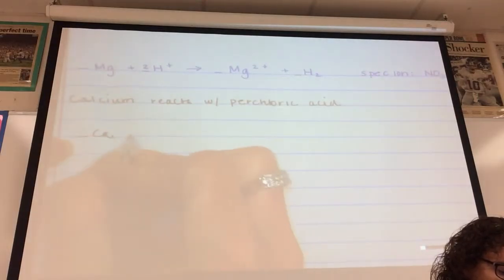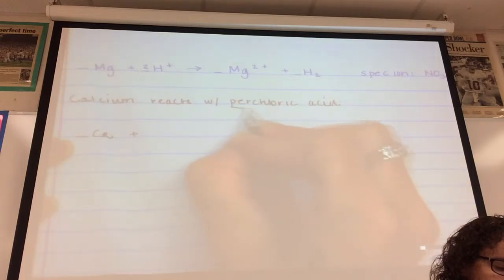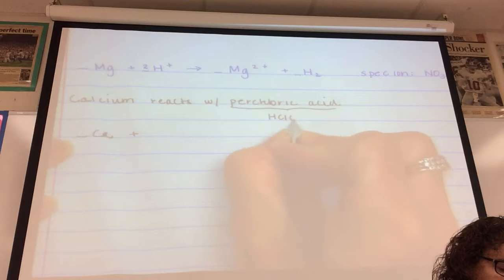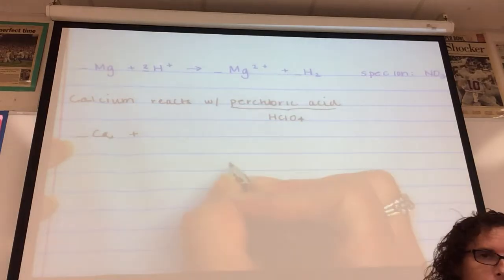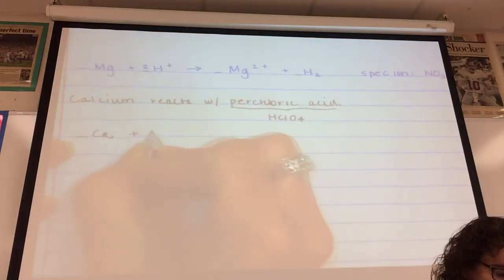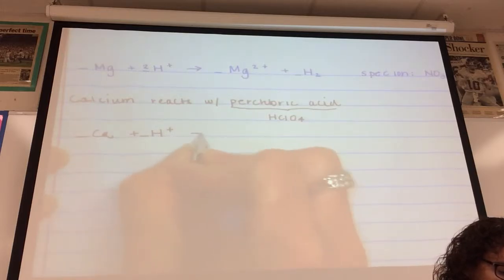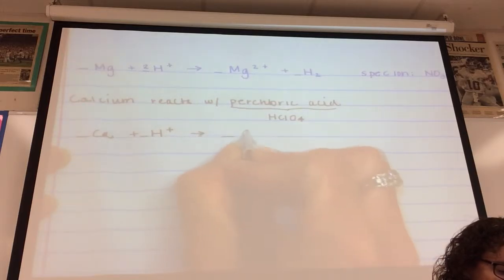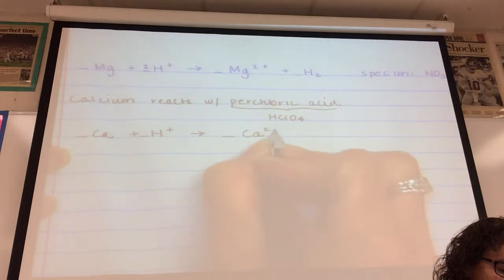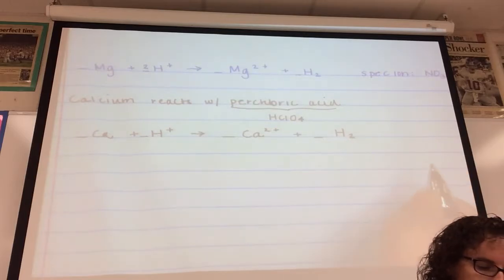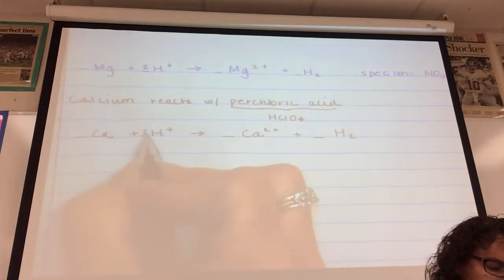Calcium. Is perchloric acid a strong acid? Yes, it is. So this is perchloric acid, but we're only going after the proton, the cation. We're going to generate calcium ion and hydrogen gas. And then we just have to balance.